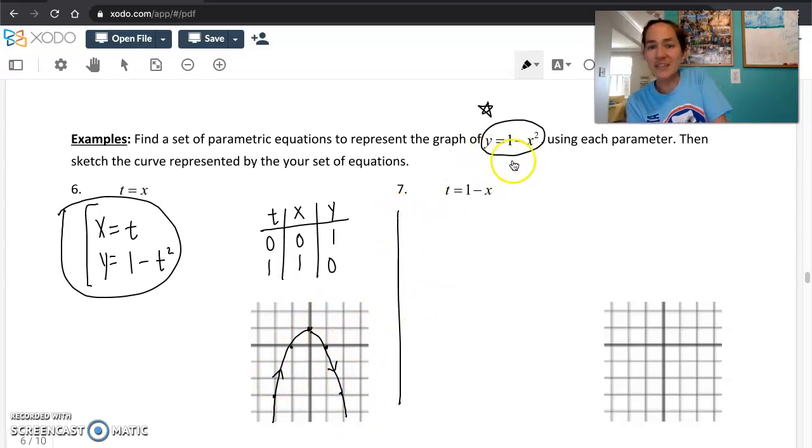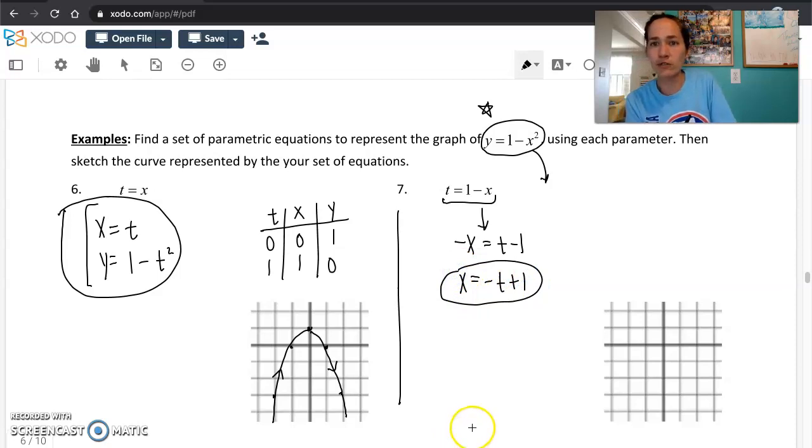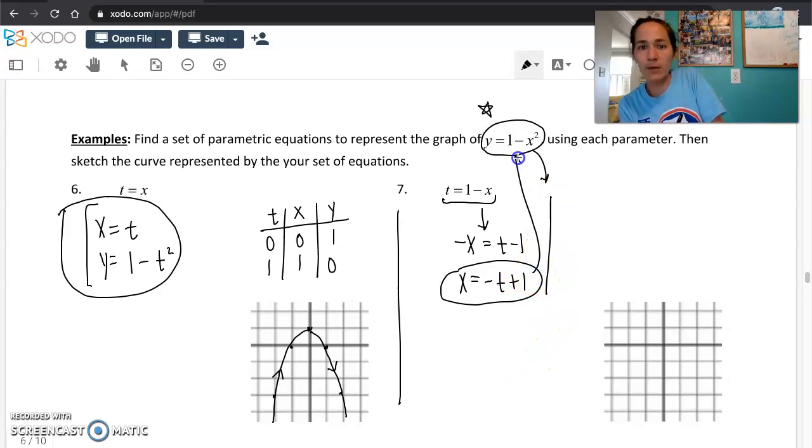We can answer the same question for this same rectangular graph, and we can make that first parameter whatever we want it to be. Here, they're choosing the random expression, t equals 1 minus x. Fine. That makes it easy to solve for x, so negative x equals t minus 1. And then get x by itself: x equals negative t plus 1. This is half of your set of parametric equations. Now what do we do? We've seen this a little bit before. Can you take this back up to the original and find y in terms of t?